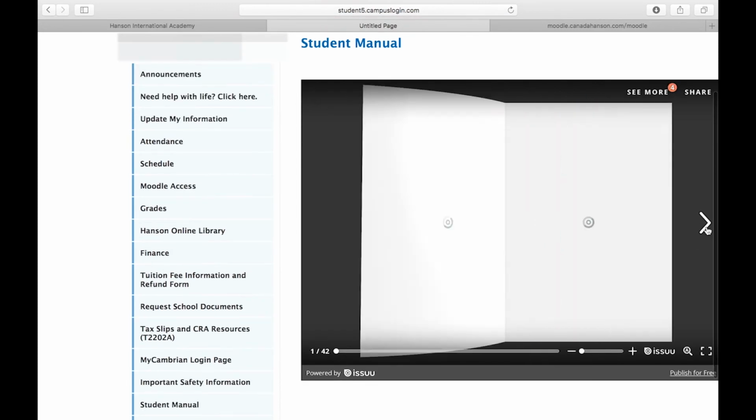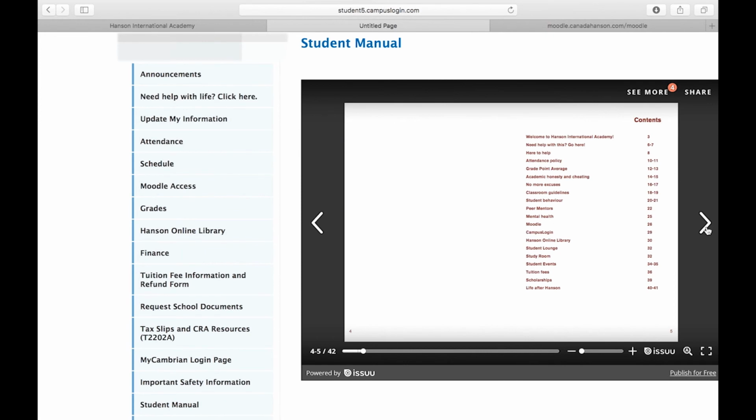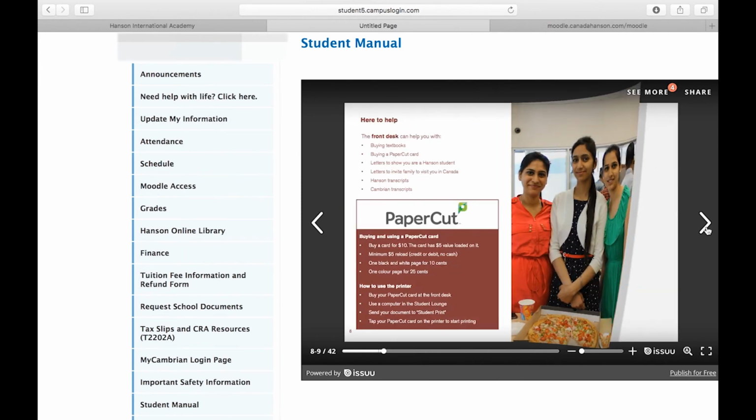The Student Manual is like a guidebook on how to be successful and what the rules are in school.